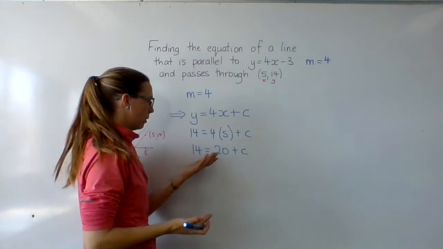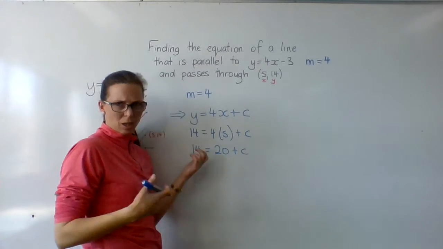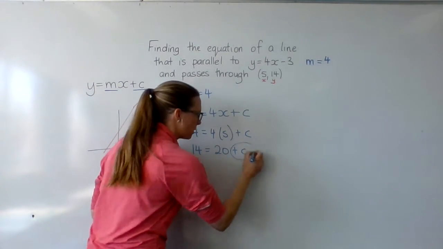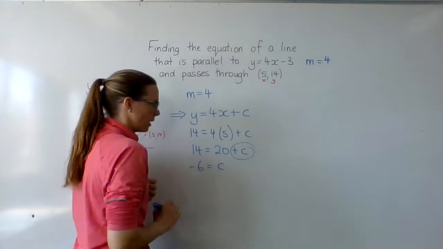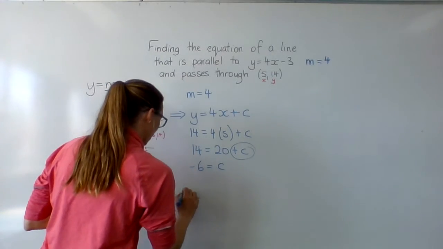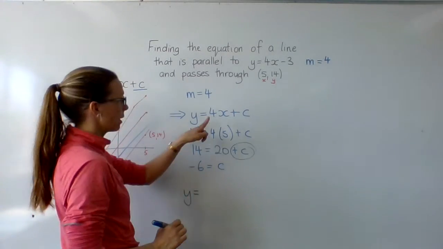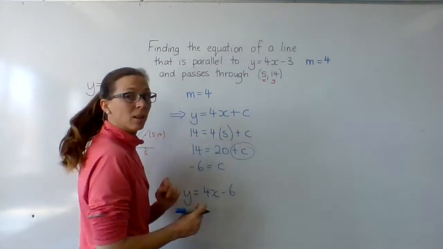Well, 20, what do I need to do to 20 to get to 14? I need to take away 6. So this must be take 6. So c is equal to negative 6, or I could have rearranged it. Therefore, my whole equation is, back up here, y equals 4x, take 6.